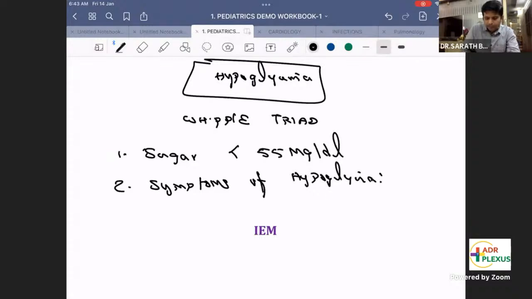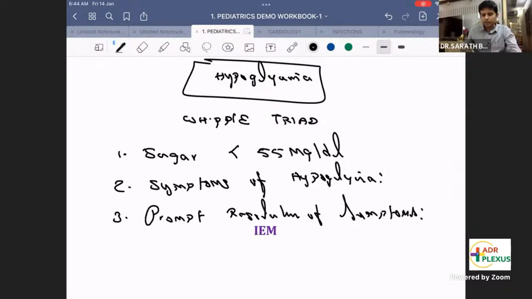So what are all the symptoms of hypoglycemia? As we discussed, it can be lethargy, refusal of feeds, perspiration, increased sweating, tachycardia, hypotension, or a child, if not treated properly, can go for seizures, particularly early morning seizures, and prompt resolution of symptoms with 10% dextrose bolus. So this is called Whipple's triad. You need to know the value of less than 55 milligram per deciliter, you need to have symptoms of hypoglycemia, and prompt resolution of symptoms with 10% dextrose.